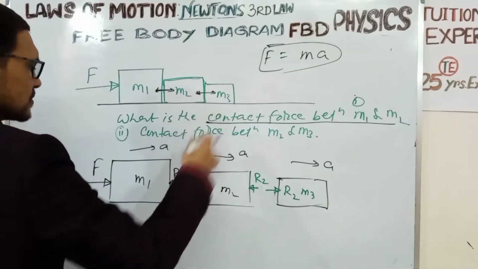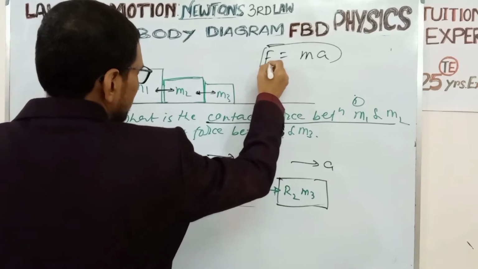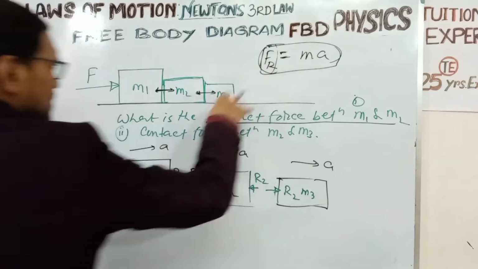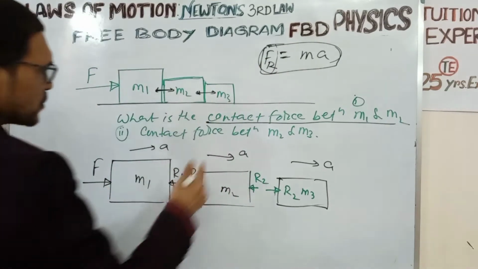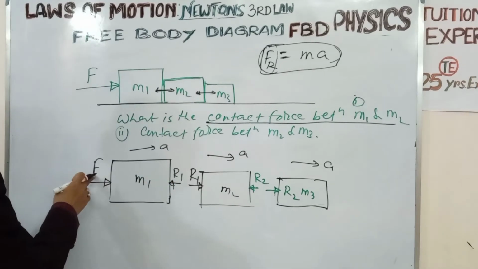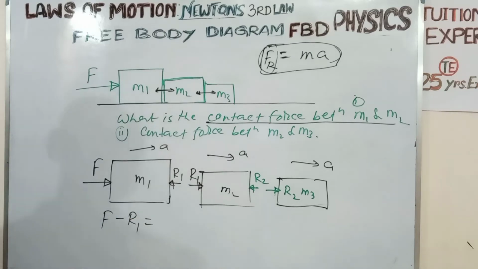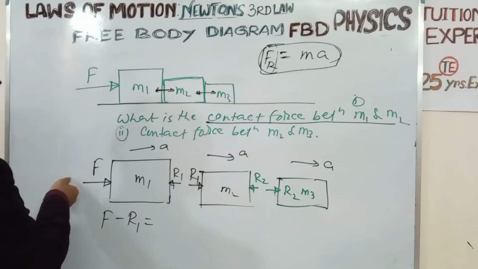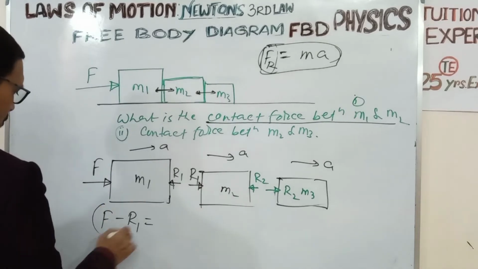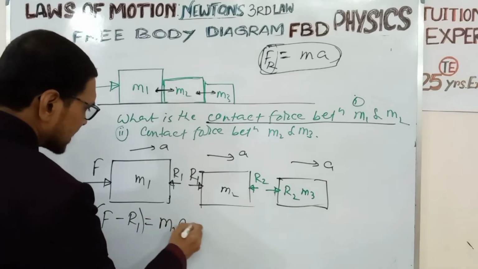Here different forces act, not a single force. So if different forces act, then we have to take the resultant force, Fr equals ma. If two or more forces act, we take the resultant force. Here the resultant force is F in this direction, R1 in this direction, so the resultant will be F minus R1. The two forces are opposite, so this equals m1a.